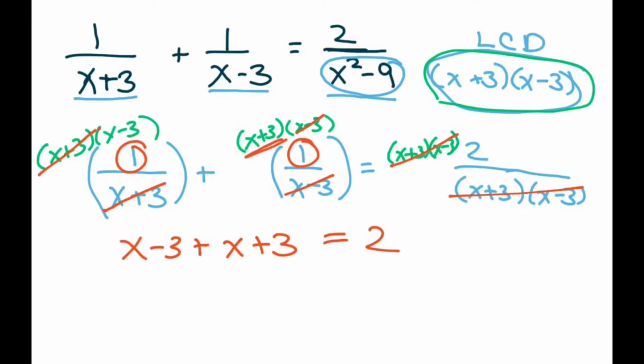Now, the 3's cancel, and we have 2 of these x's. So we have 2x equals 2. Divide both sides by 2. So you get x equals 1.